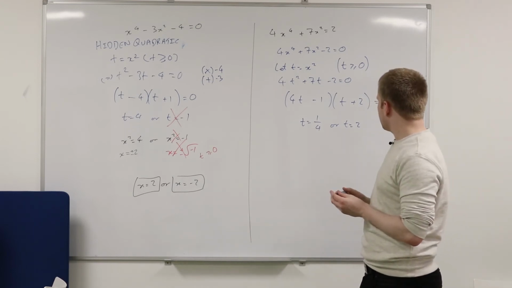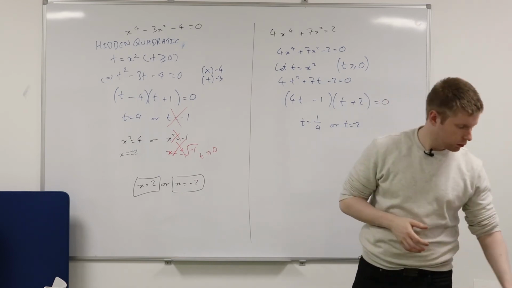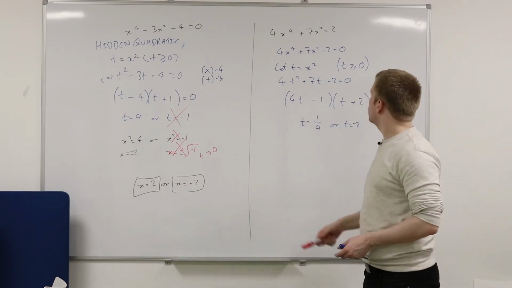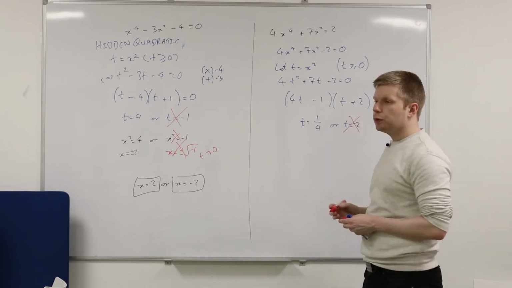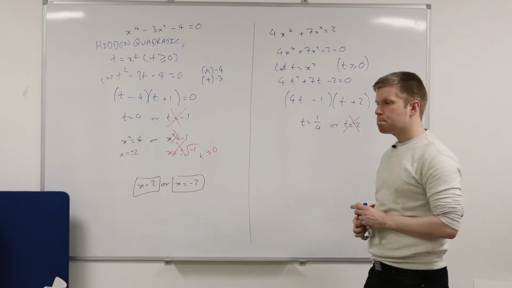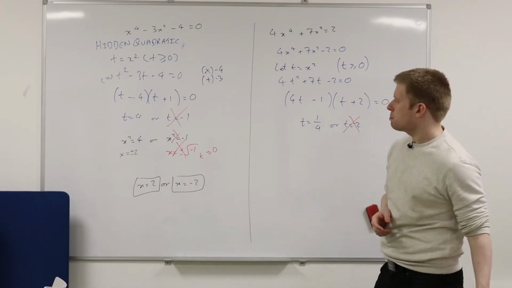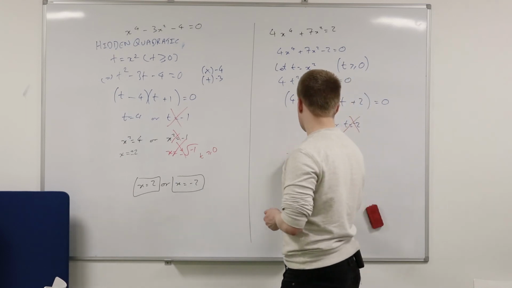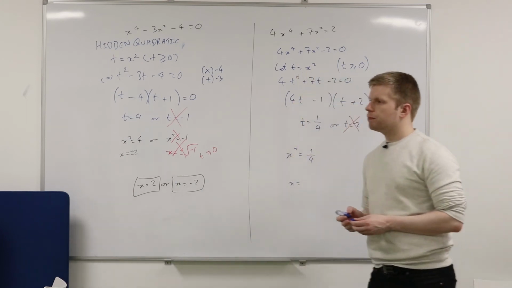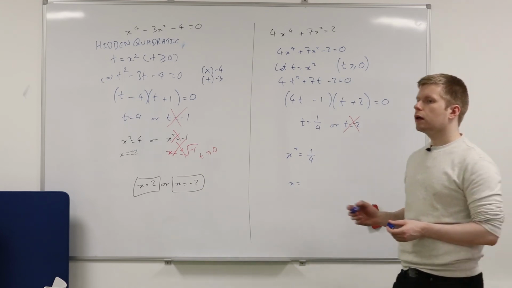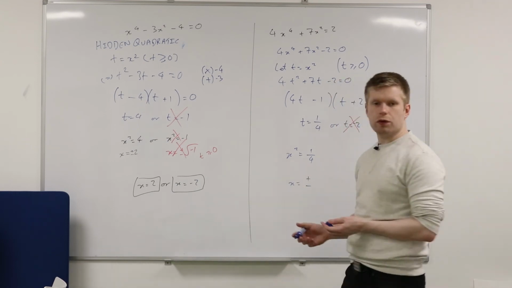Can we rule any out at this stage? So t has got to be greater than or equal to 0, which means it can't be negative 2. Yeah? Okay, good. So if t is equal to that, I get x squared equals 1/4. What's x got to be equal to? Good, exactly.